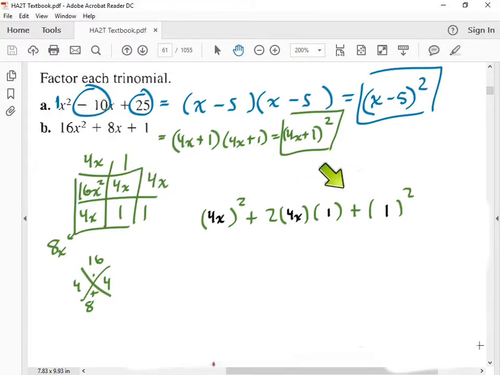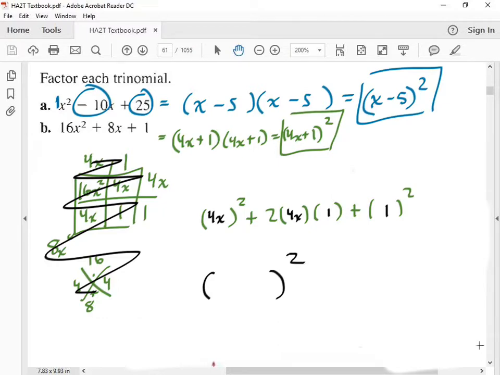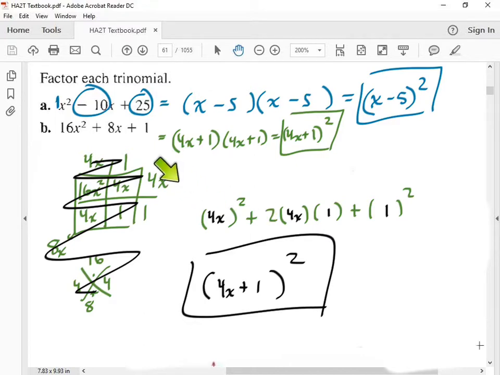If this works, you don't have to do any of this stuff right here. All you have to do is recognize, oh, this is a perfect square trinomial. My answer is going to look like this. And all I do is I put the 4x right here and I put the 1 right here and I'm done. So if you know that this is a special trinomial, a perfect square trinomial, you can do that. And that's okay because it's special.